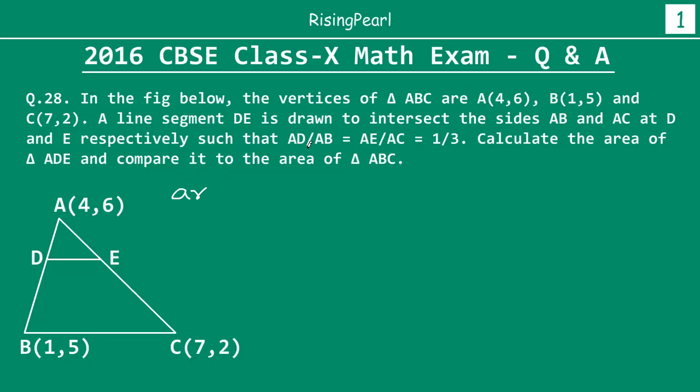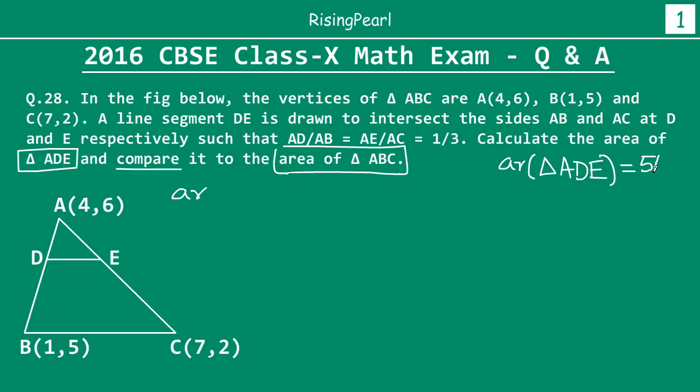Why do we need it? Because we have to compare the two areas, right? We have to compare the area of this triangle ABC with the triangle ADE. So we have found ADE. So the area for ADE is 5 by 6.